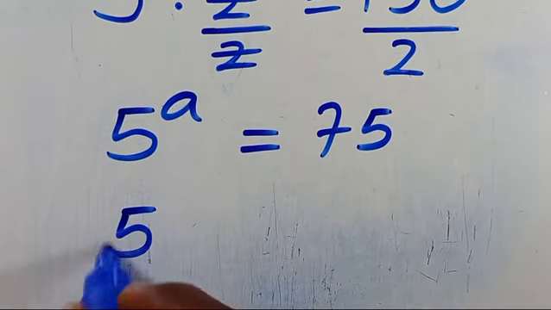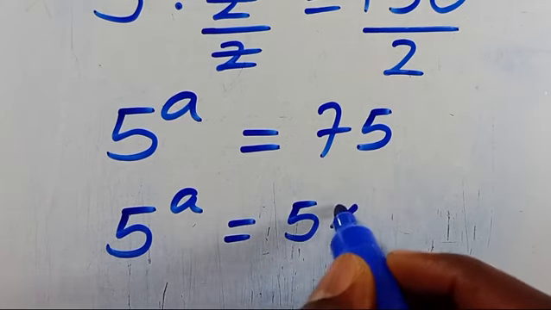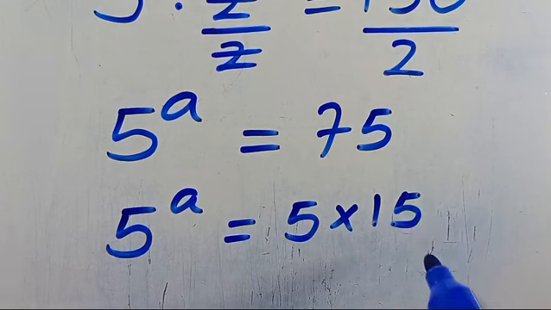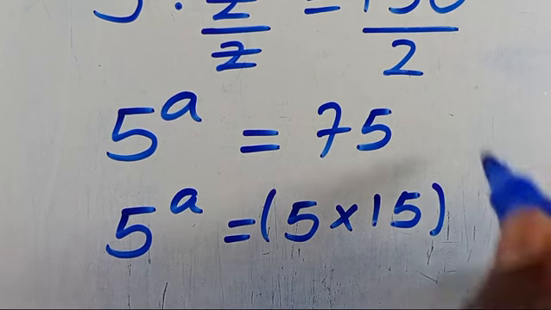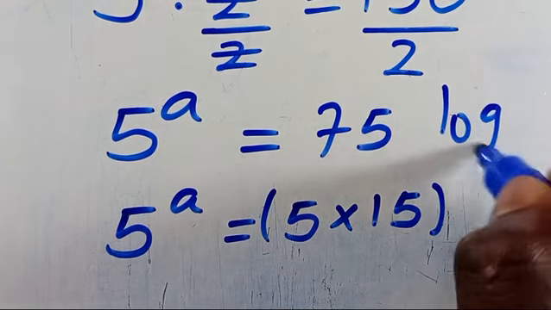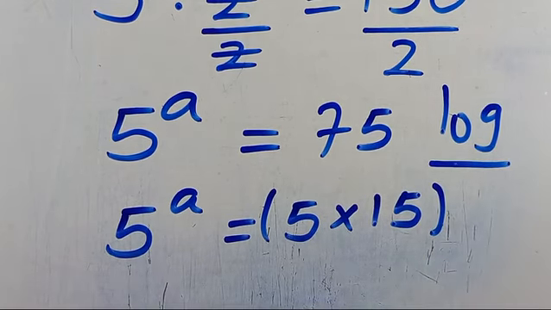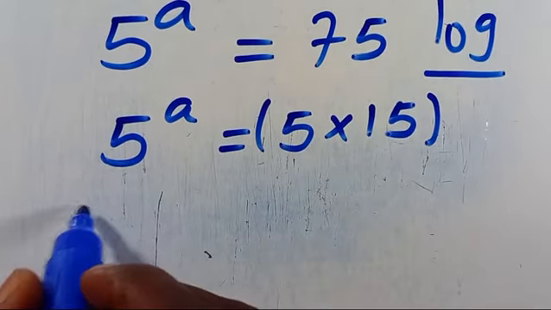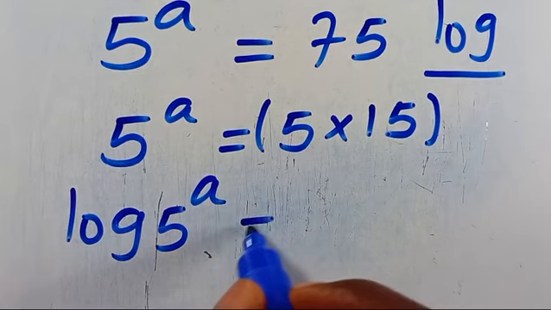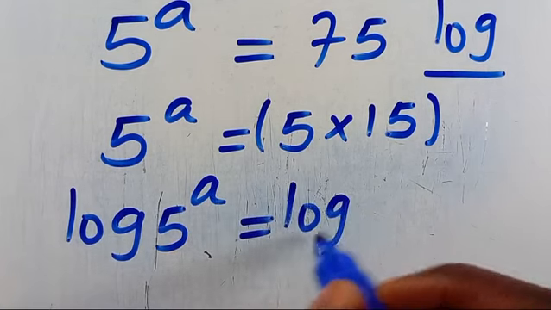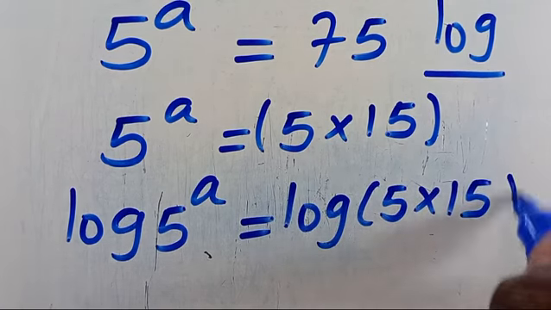So from here we have 5 to the power of a. We can write 75 as 5 times 15, but let's put them in parentheses. Having known this, let's introduce log to both sides. When we introduce log to both sides of this expression, we are going to have log of 5 to the power of a equals log of 5 times 15.